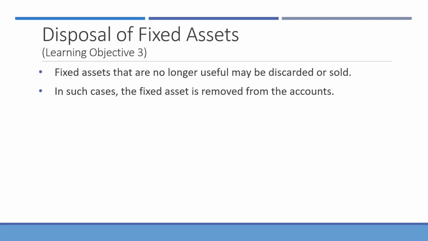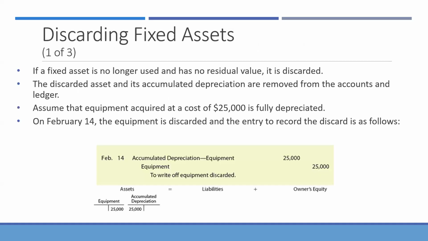So now we're going to go into some of the disposal of fixed assets, which is when fixed assets aren't useful anymore, the business needs change, they have to discard them, sell them, trade them in, and the fixed asset has to be removed from the account. So we have to remove the historical cost, remove the accumulated depreciation, and record any gain or loss on the transaction.